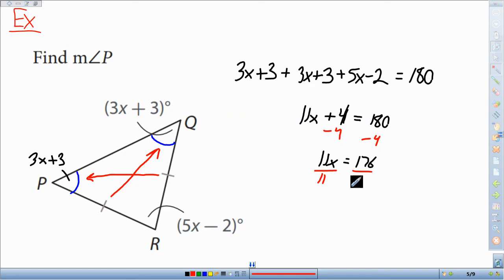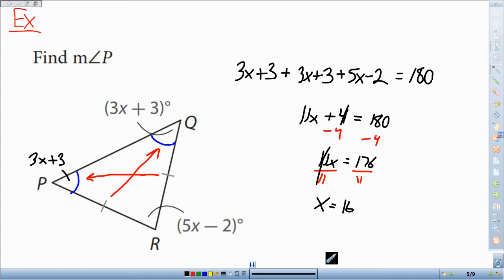It's being multiplied, so we're going to divide. And x is going to be isolated: 176 divided by 11. I'm going to do this on my calculator. It actually goes evenly, and we get 16.